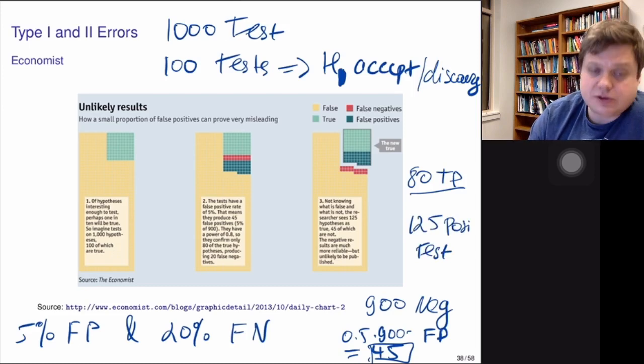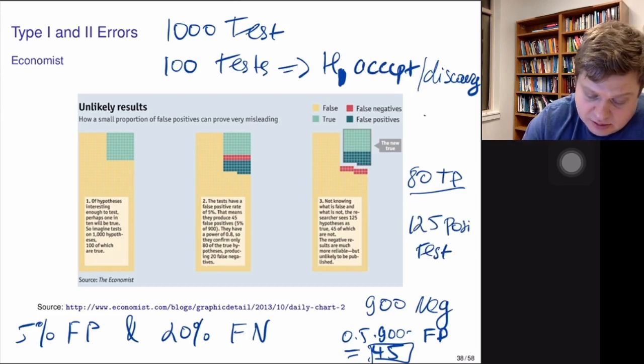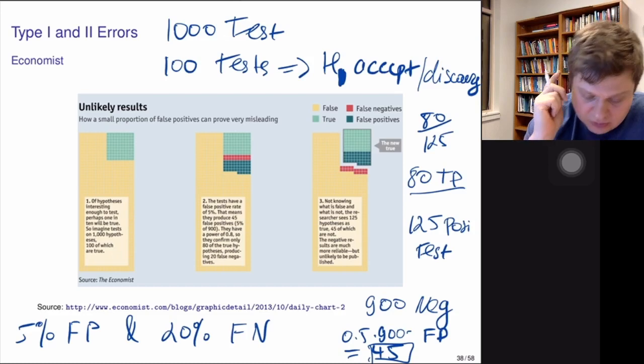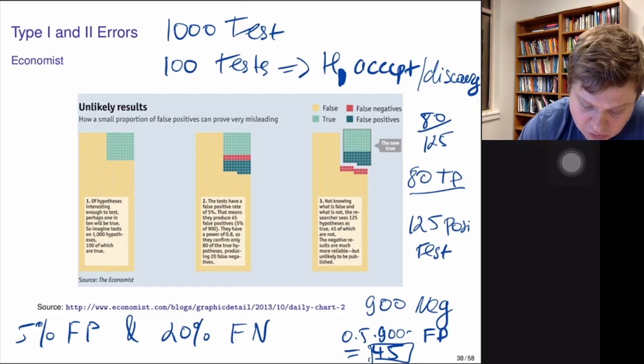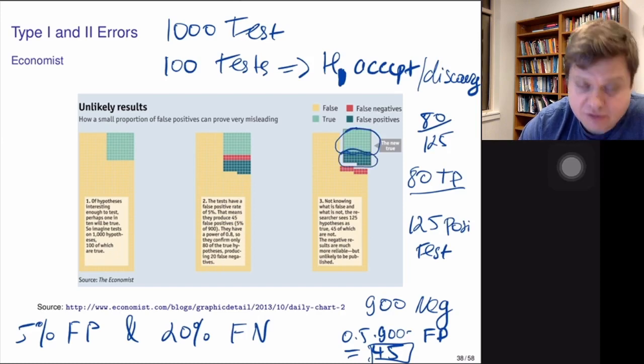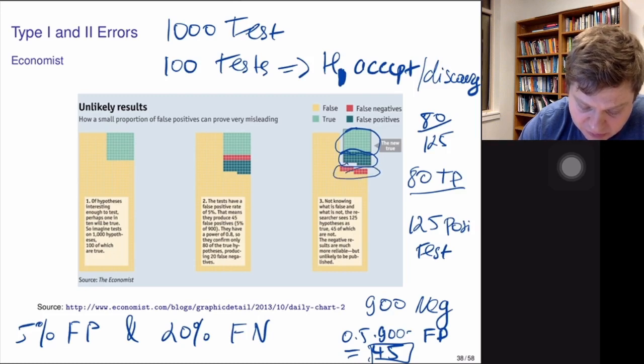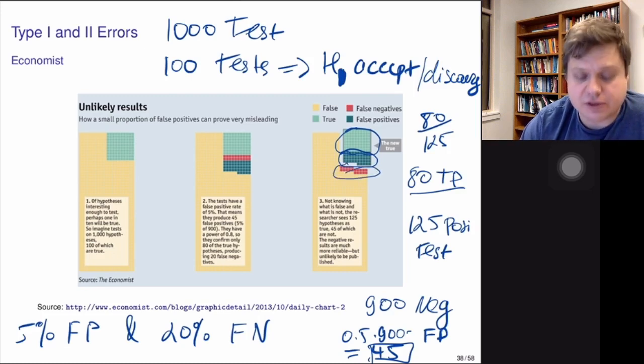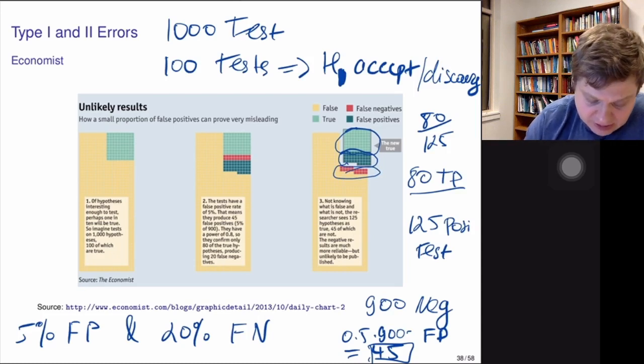Now, out of those 125 positive tests, only 80 are true positives. You see the pictorial here. Out of the true ones, we identified 80%, so that's our 80 true positives. On top of it, we have 45 which are false positives. And then we have a small fraction of false negatives: 20 cases were identified as false negatives.